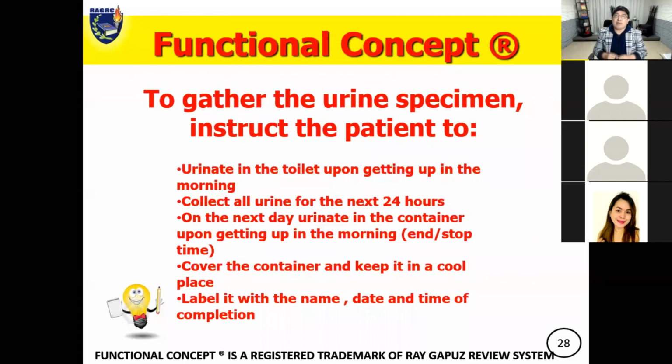So always remember, the first urine of the patient for the day is not included because that has been formed in the past 24 hours. So in a 24-hour urine collection, what we're going to collect would be the urine output from the start time to the next 24 hours, such that, what do we tell the patient? Urinate in the toilet upon getting up in the morning. So the first urine is not included. Then collect all urine for the next 24 hours. On the next day, urinate in the container upon getting up in the morning.